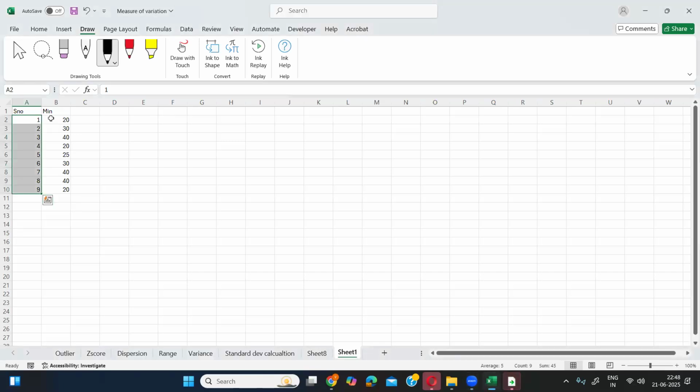Okay, so first find out the mean. We want the mean of the data. According to your data, just click here and the computer generates the mean. 29.4.